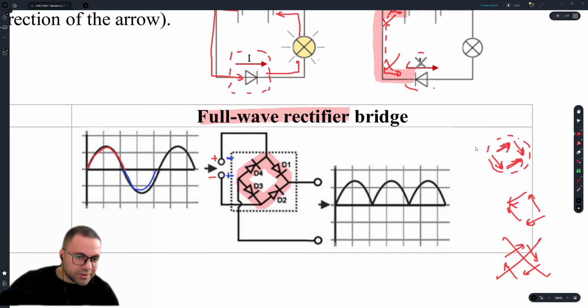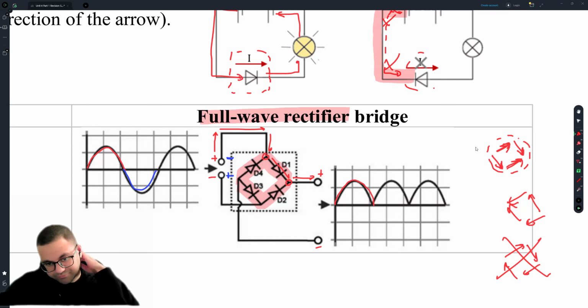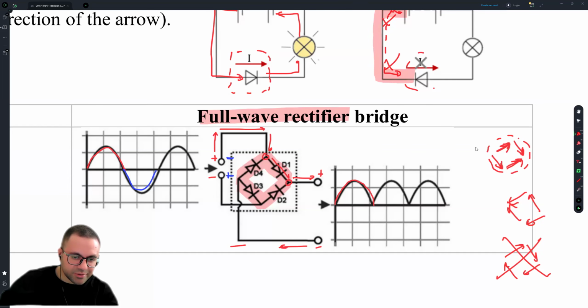So let's start with the red. Current goes up, goes right, goes down, reaches a junction. It cannot go left, so it goes right, reaches the next junction. It cannot go left, so it goes right. So this side is positive and this side is negative, and the current goes through, no problem. If you want to see the current going back, this is how it goes back.